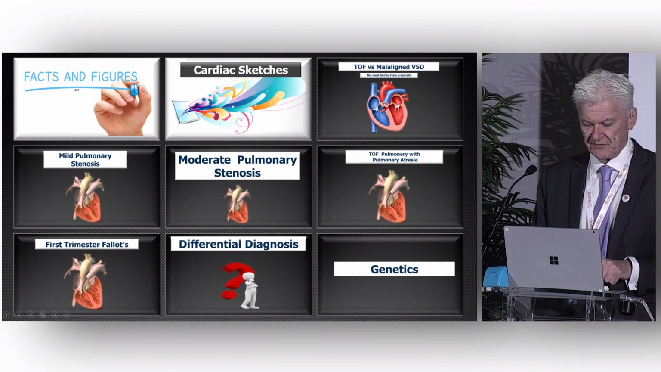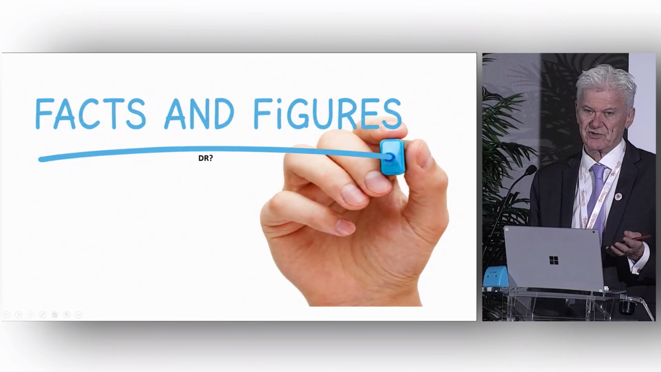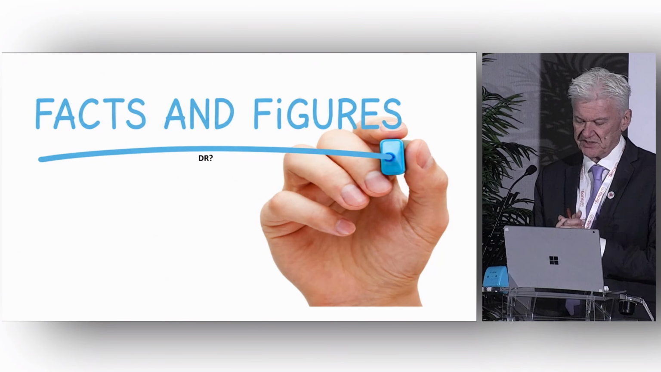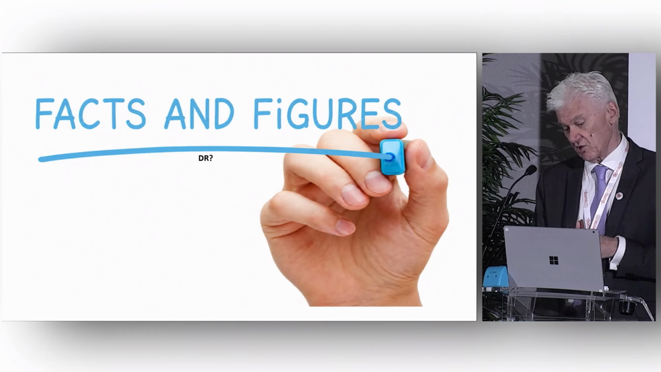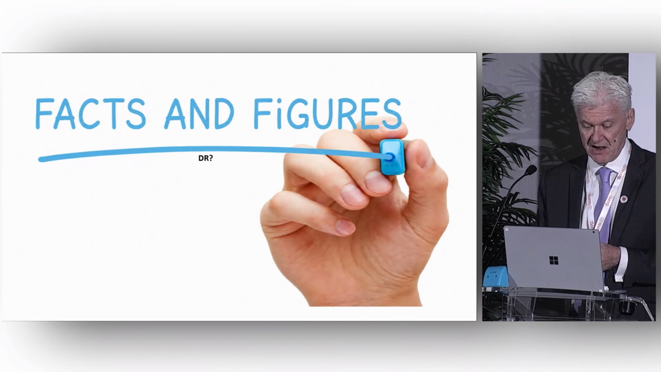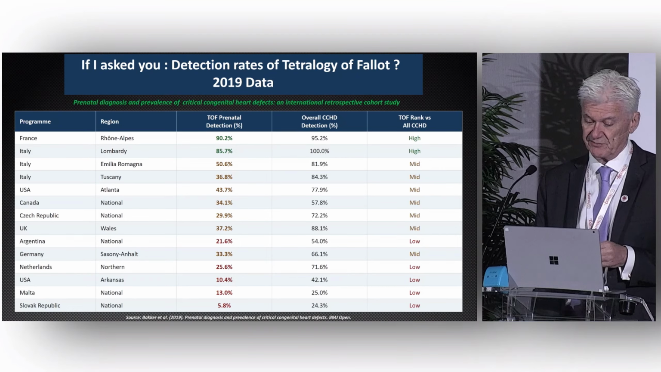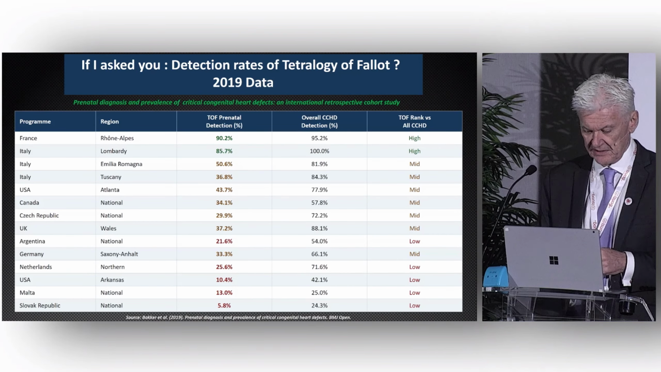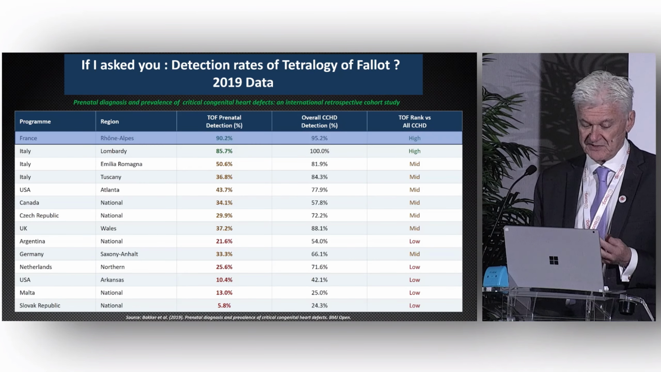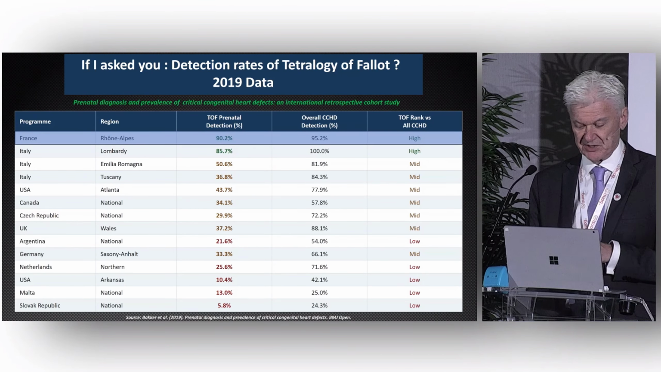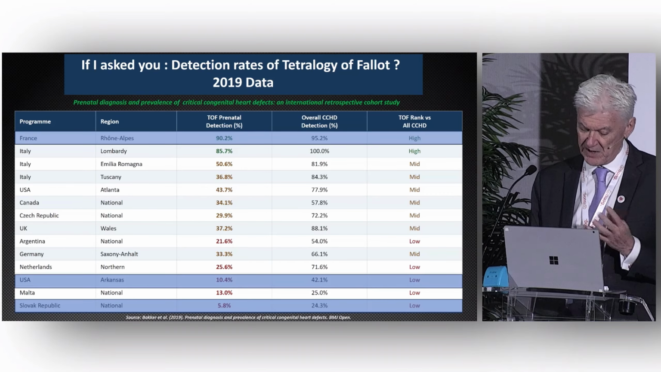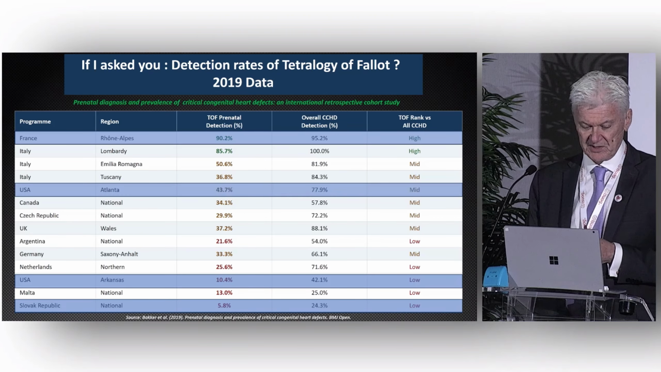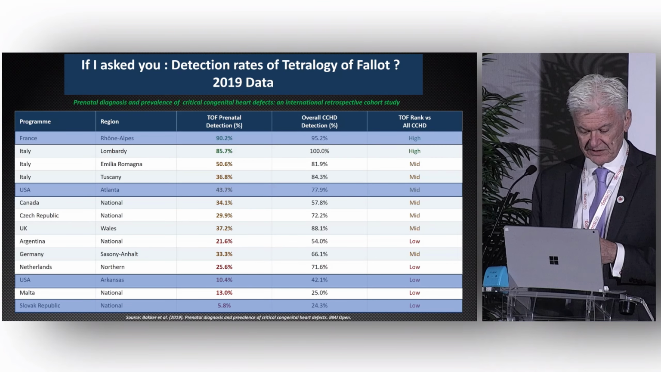So just going through the facts and figures with regard to Tetralogy of Fallot, I ask you the question, what do you think the detection rate is of this condition? What's the detection rate in your country, your hospital, or globally? It's interesting in this data, which is quite recent, from 2019, it just shows you how variable the detection rate is. France is always right up there in terms of its detection rate of congenital heart disease. And at the bottom of the list, in parts of the US such as Kansas, with detection rates of 10%, and somewhere in the middle, Atlanta in the US, around 40%.